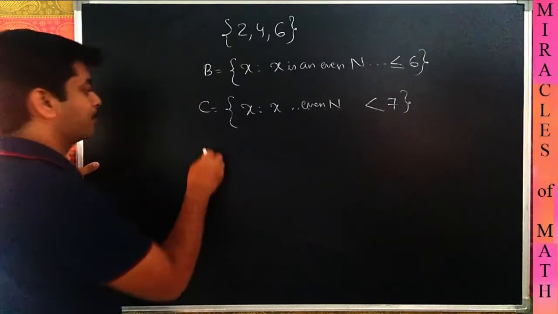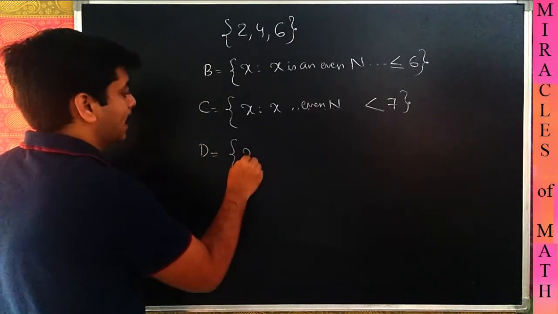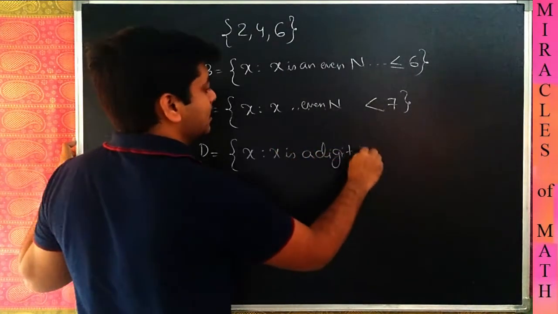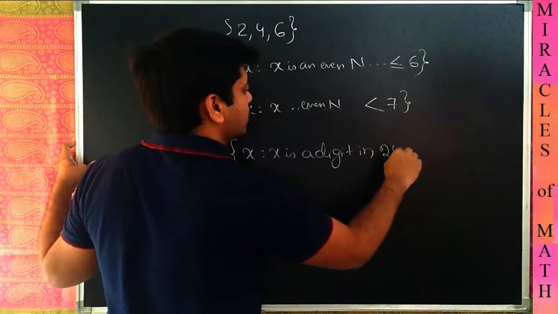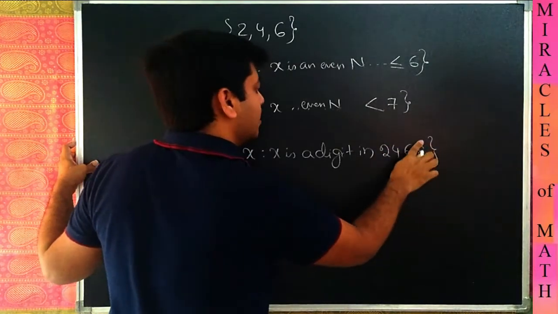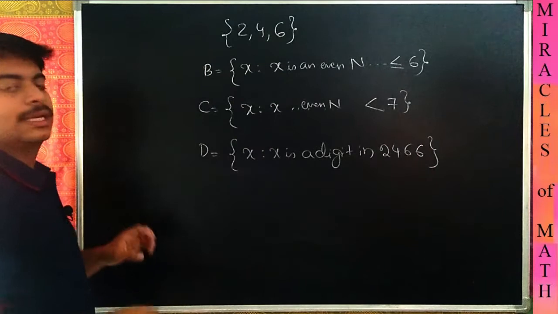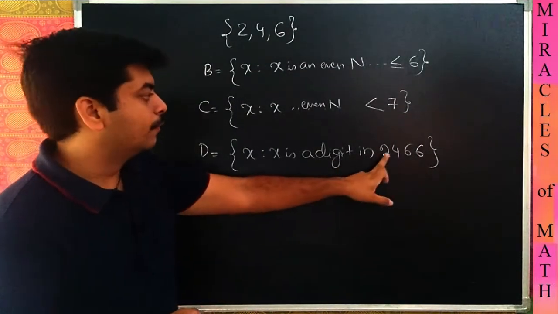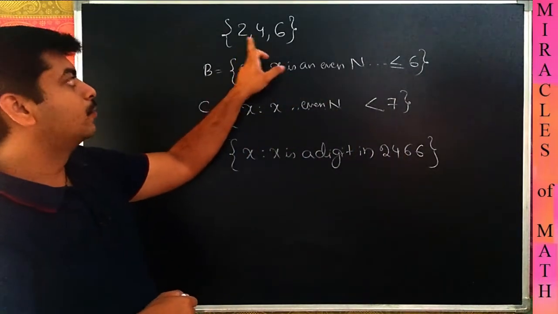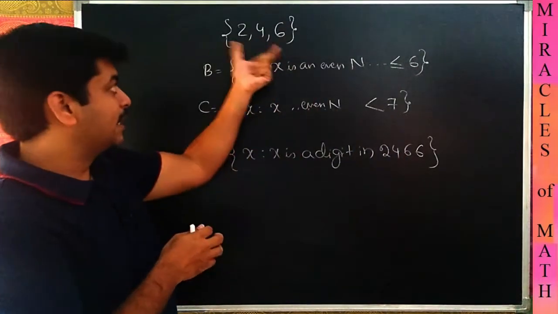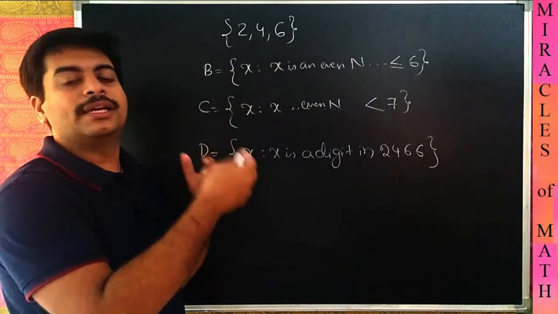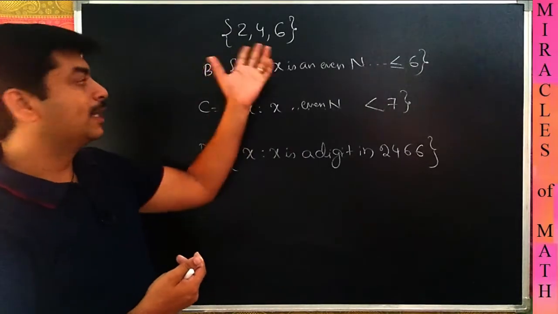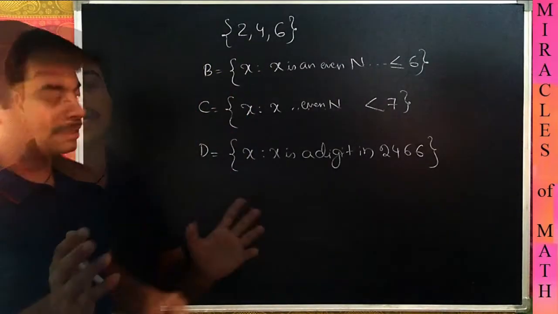I'll tell you here. D is equal to x such that x is a digit in the number 2466. See carefully, what are the digits here? 2, 4, 6. That's what we have. So in this way, for a given roster form, you can write infinite number of set builder forms, but for a given set builder form, you can write only one roster form. Let us have one more example.